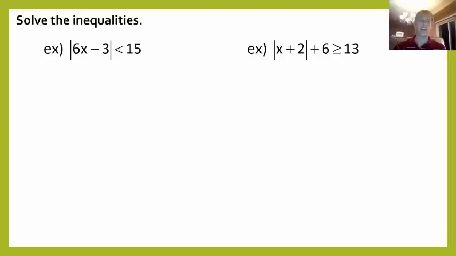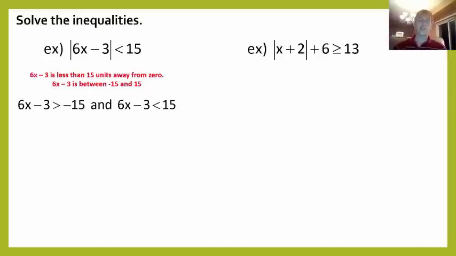Let's look at a couple examples together here. Let's practice a few together. So we've got the absolute value of 6x minus 3 is less than 15. So what this is telling me is that 6x minus 3 is less than 15 units away from 0, meaning it's between negative 15 and positive 15. So one of my inequalities is that it's greater than negative 15 and that it's less than positive 15. That would put it in between the two numbers, right?